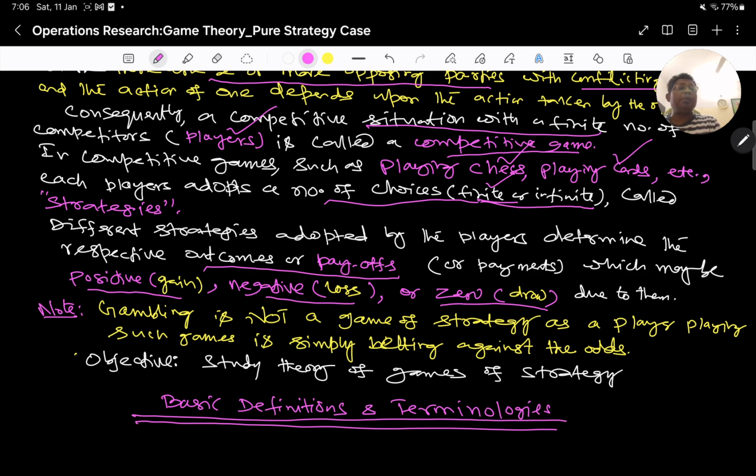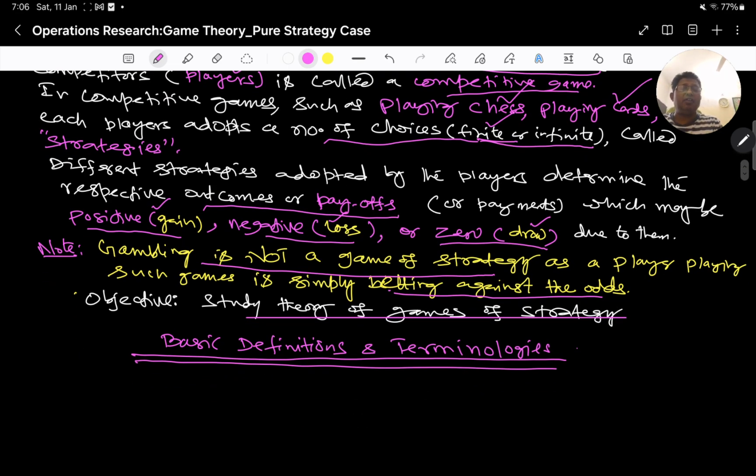That means when player A chooses one strategy and player B chooses another strategy, after the strategies are chosen, an outcome will come out. That outcome may be a gain, a loss, or a draw. So as I am saying, we basically deal with the study of games of strategy. Here gambling is not a game of strategy, as the players playing such games are simply betting against the others. Now come to some basic definitions and terminologies.